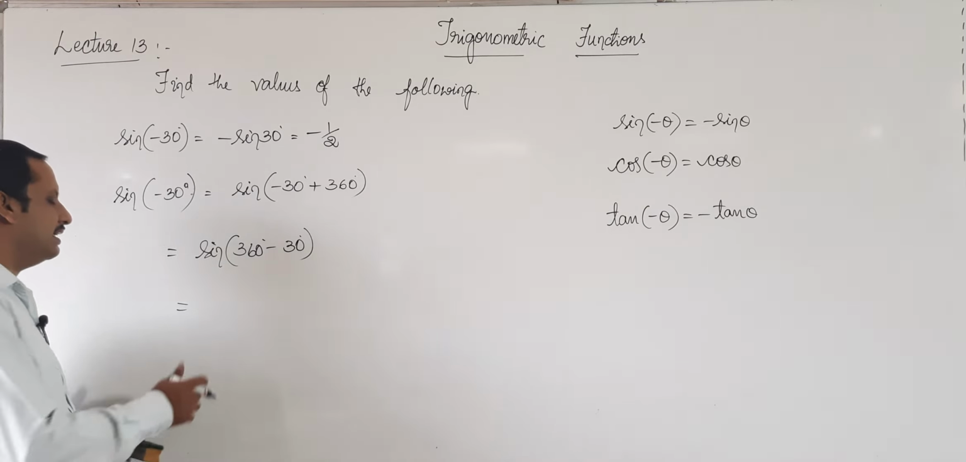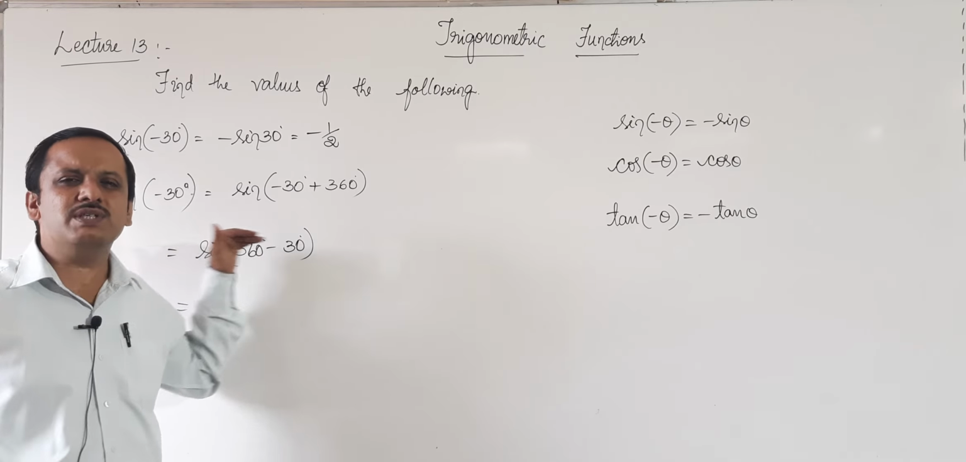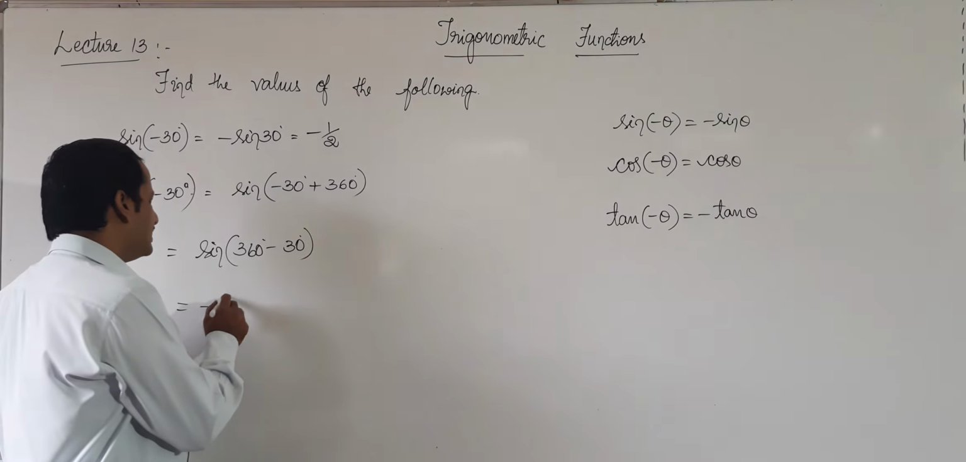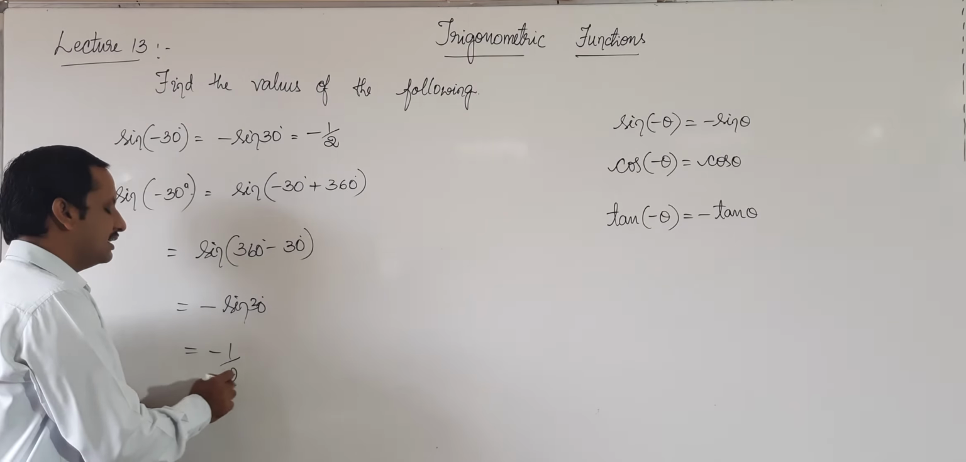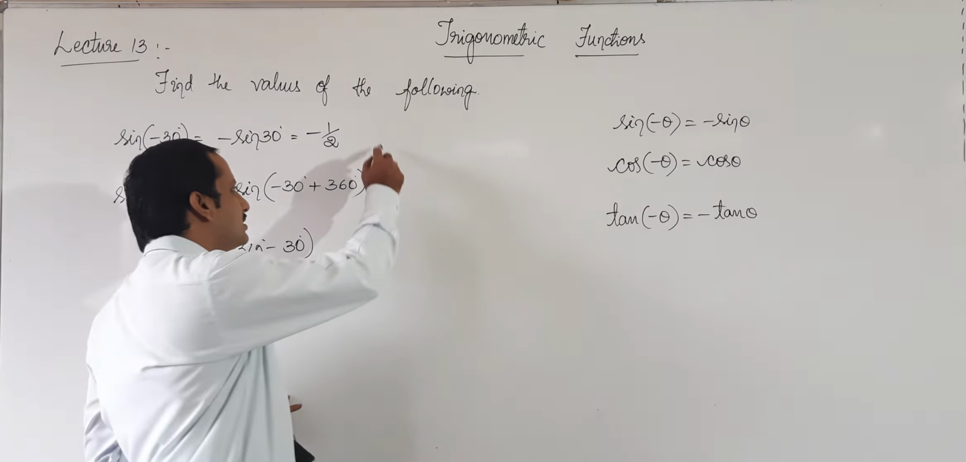In the fourth quadrant, sin is negative. Then you are using 360 minus theta. That means we are using the horizontal line. When we use the horizontal line, we have to retain the same function. So that will give you minus sin 30 degrees. Hence the answer is minus 1 by 2. You can solve in this way also.